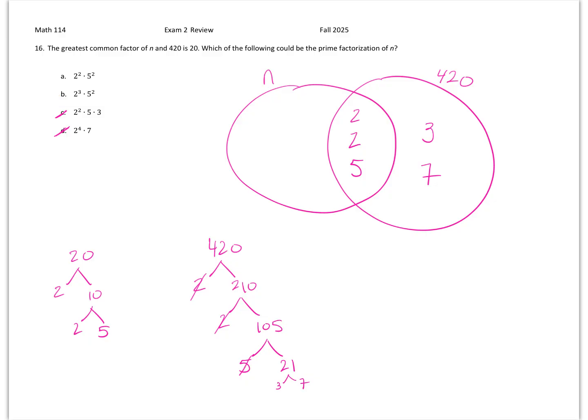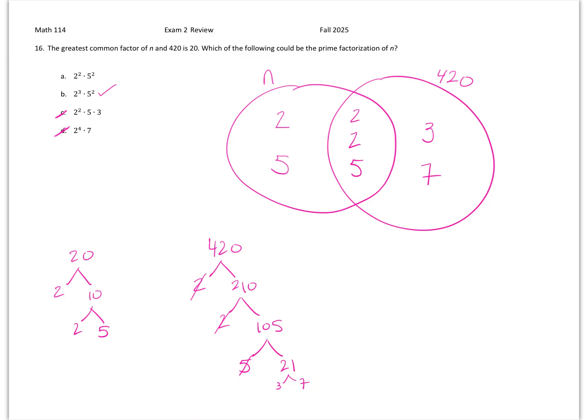All right, let's look at B. 2 cubed times 5 squared. So I already have two 2's. So if I put a 2 here, and then I already have one 5, I would need to add a 5 here. Okay, that doesn't violate anything. I have no contradictions, right? Because adding a 2 doesn't change the greatest common factor. Adding a 5 doesn't change the greatest common factor because there aren't any 2's or 5's over here. All right, so it could be B. There's no reason it couldn't be B.